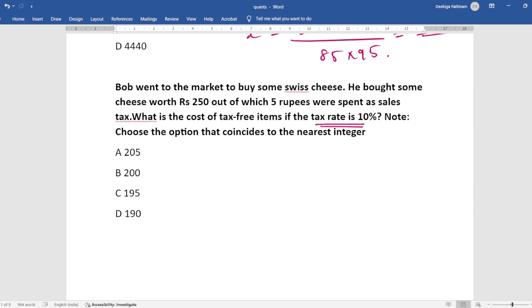So this is a very tricky question. It might look easy, but it's a very tricky question. They've given the tax rate as 10%. Okay, now sales tax is, so what exactly is sales tax?